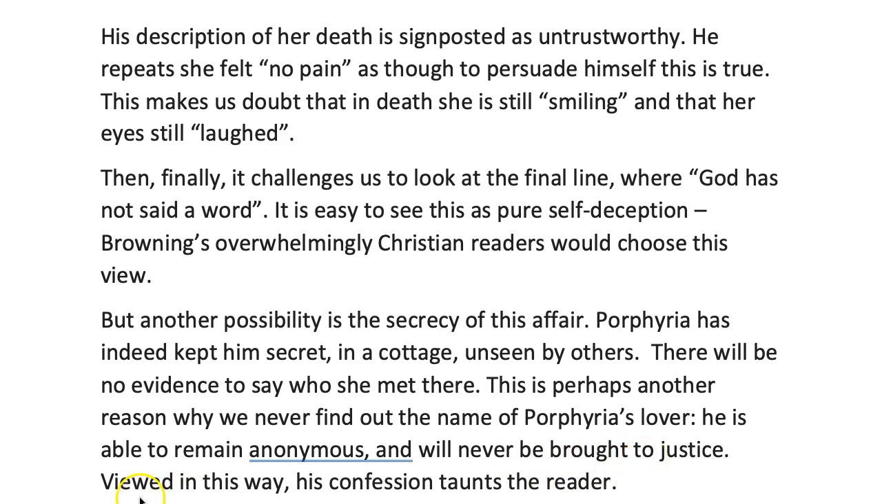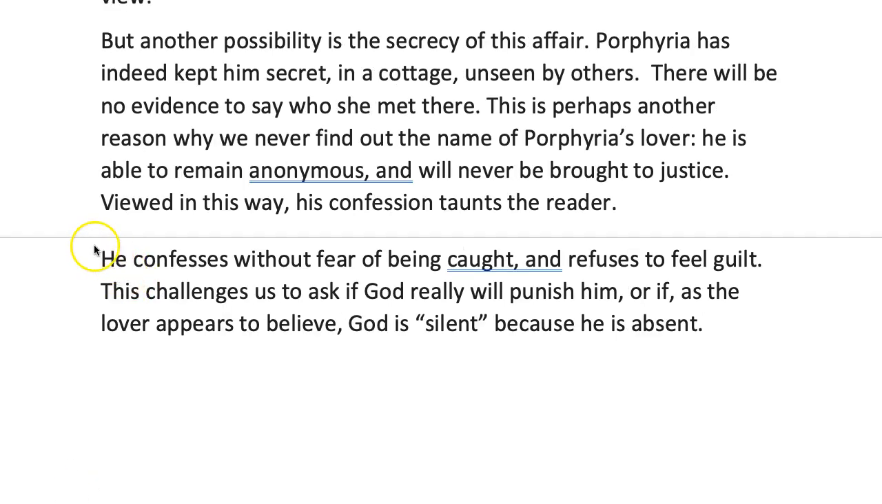So viewed in this way, Browning has this murderer confess to taunt the reader, because he's saying, I could be somebody you know. You'll never know who the murderer was because I'm going to get away with it. Now this interpretation will play to the Victorian fear of crime, which you may know from Dr. Jekyll and Mr. Hyde. And then just like in Dr. Jekyll and Mr. Hyde, it could be done to challenge our Christian beliefs.